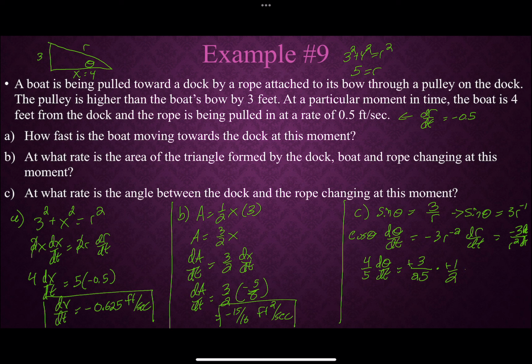And then we multiply both sides by the 5/4, the reciprocal of the 4/5, to get d theta/dt all by itself. So 25 and 5 will reduce to a 5 and a 1. The 3, 2, and 4, with the 5, won't reduce in the slightest, so we get a positive 3/40, and it's radians per second. All right, so that's our rate of change for the angle between the dock and the rope.